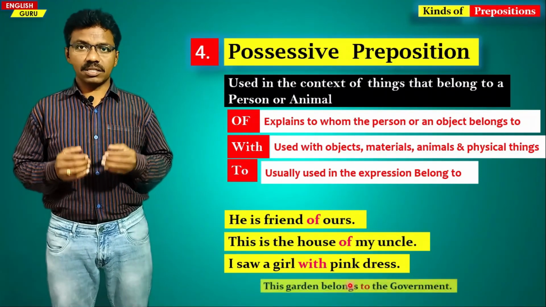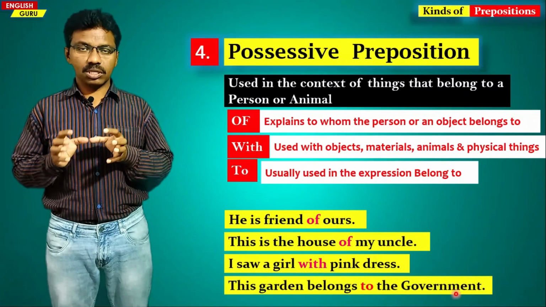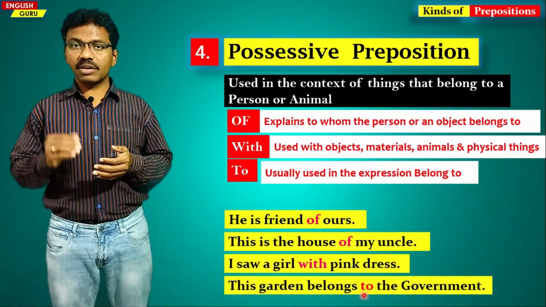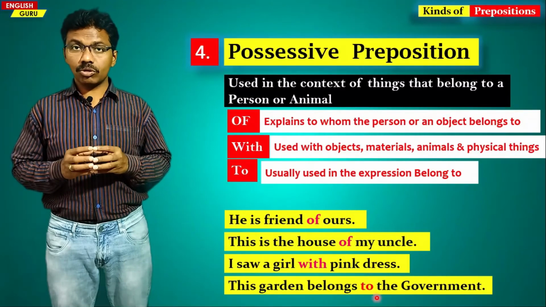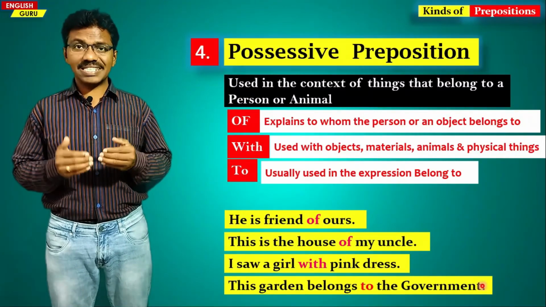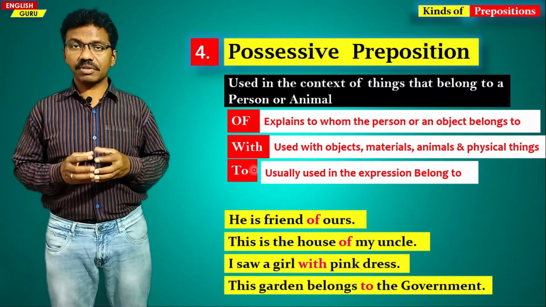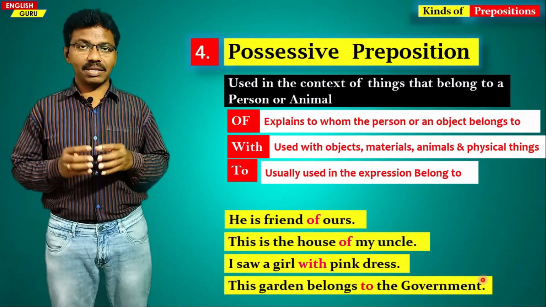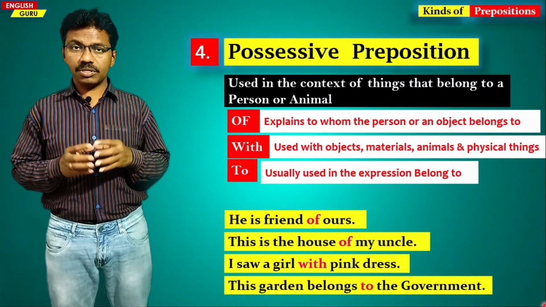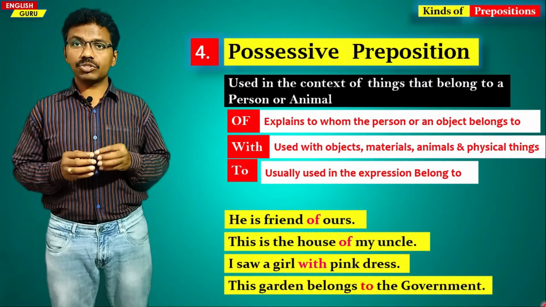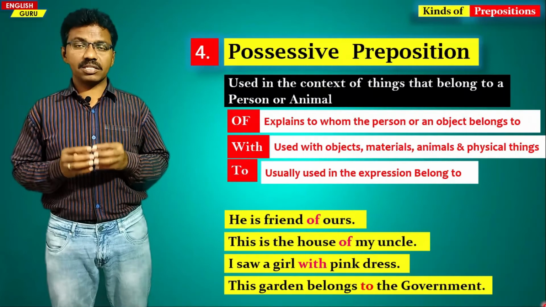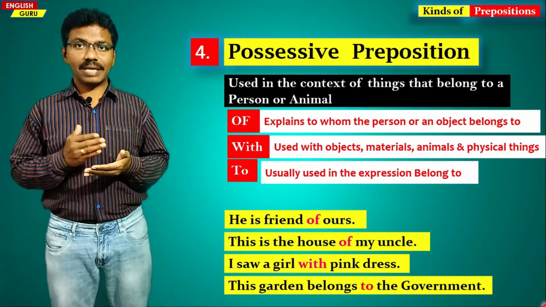In the next sentence, this garden belongs to the government, to government, so it's a government's. So to is also talking about the possession. These three prepositions normally talk about the possession of a person or an animal. So possessive prepositions are normally used in the context of things that belong to a person or an animal.